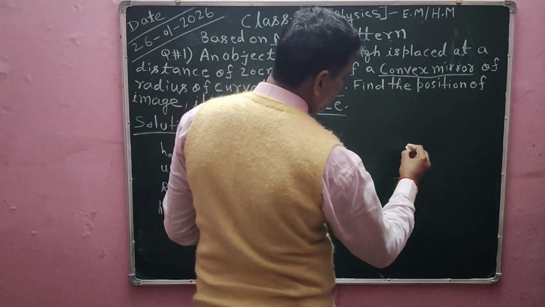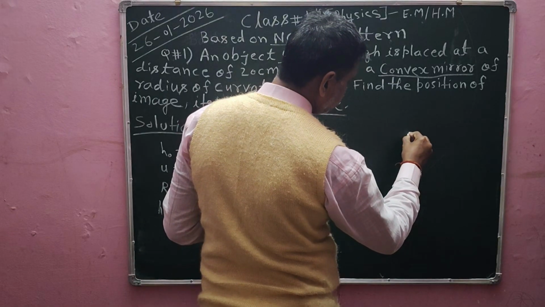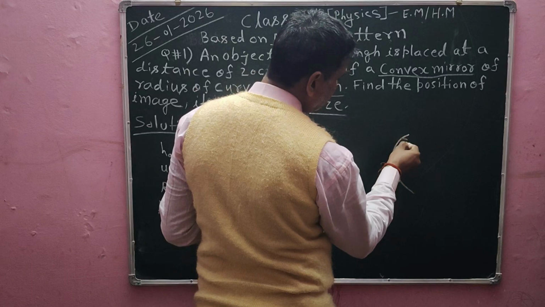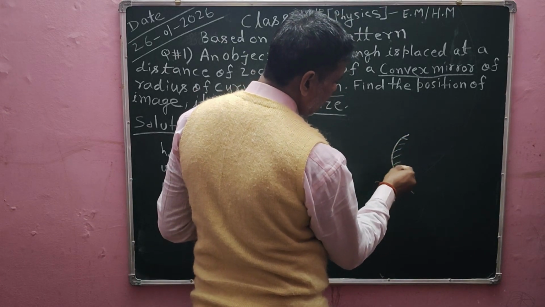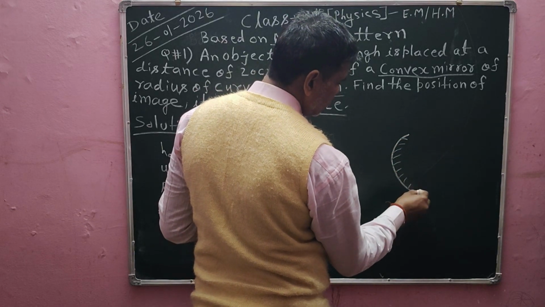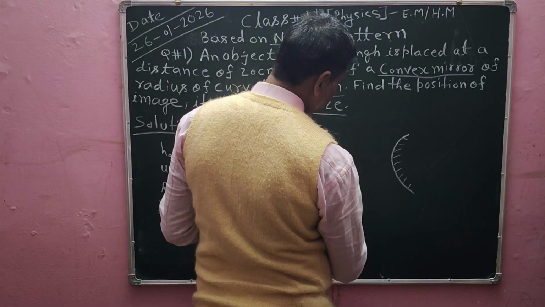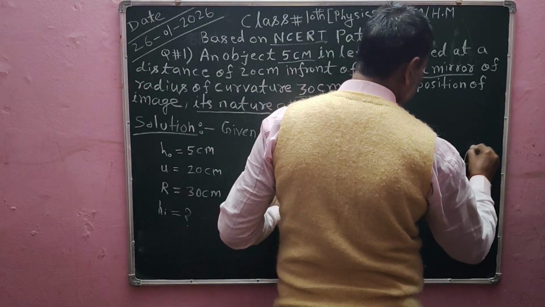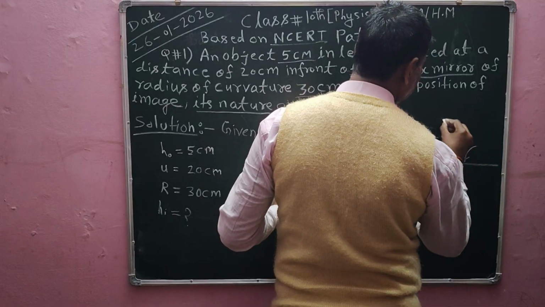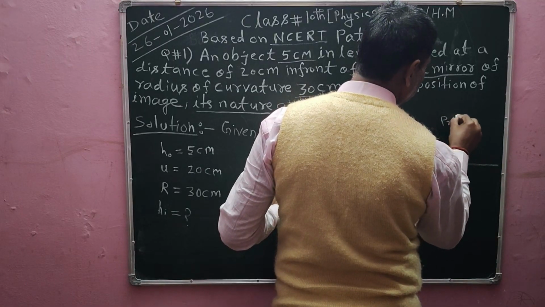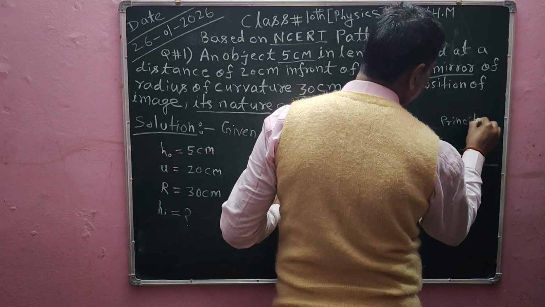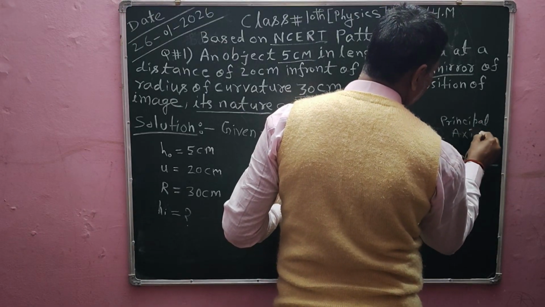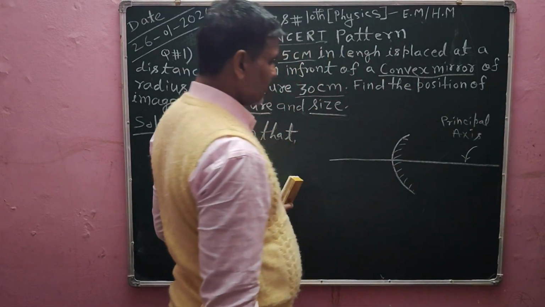So I'm going to draw here the convex mirror. So this is the mirror. I will say this is the convex mirror, and I will say this is the principal axis. This axis I will say principal axis.